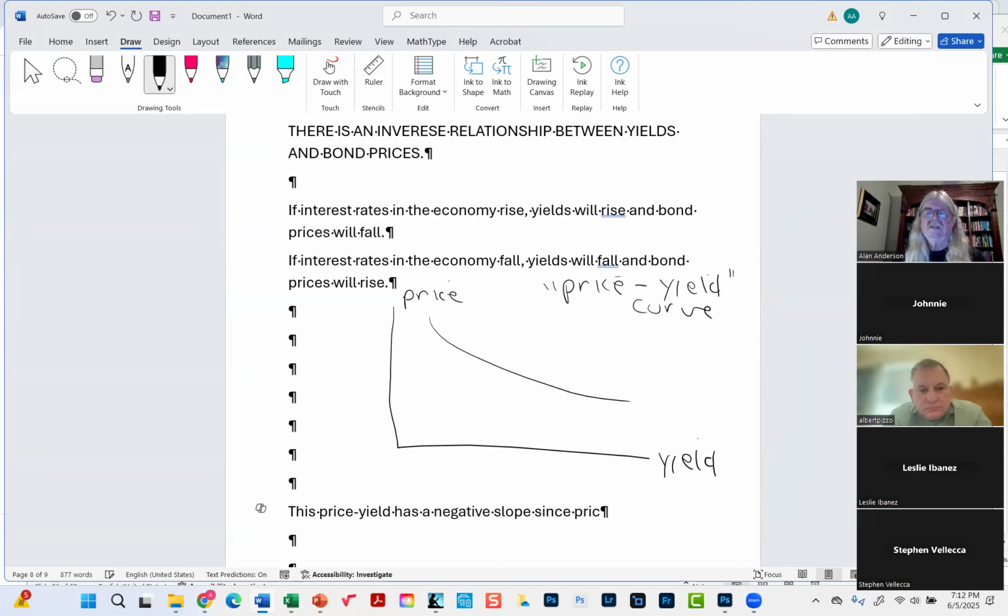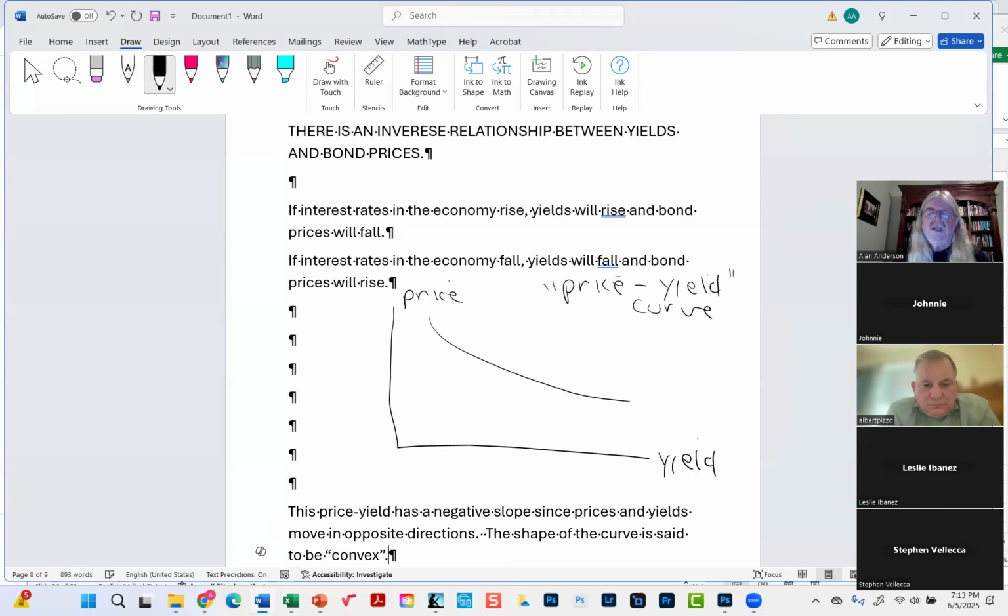Since prices and yields move in opposite directions. But if you notice, it's not a straight line either. It's curved in a very special way. The shape of this curve is said to be convex. It's not a linear function. And this actually works to the advantage of the investors.